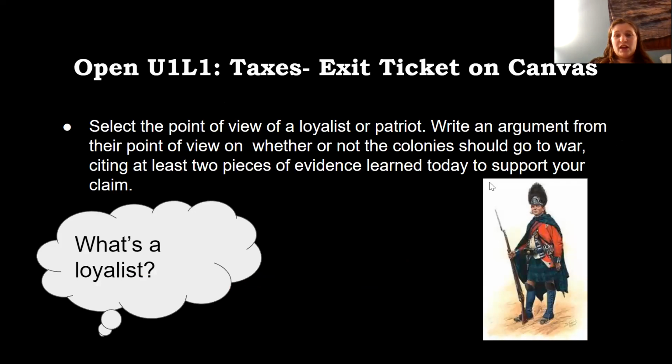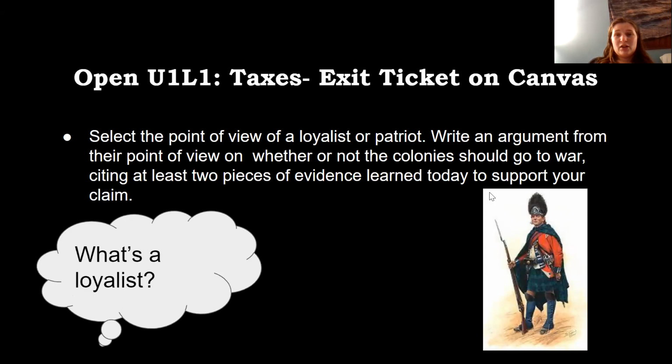Our exit ticket for today is going to be to select the point of view of a loyalist or a patriot and write an argument from their point of view on whether or not the colonies should go to war. I want you to cite at least two pieces of evidence from today's lesson to support your claim. So I think I should write on here really that a loyalist, of course, is somebody who is supporting Great Britain. They're loyal to Great Britain. And a patriot is somebody who is going to be pushing and fighting for independence. So I'll add those details on this slide since the previous slides hadn't really discussed it yet.